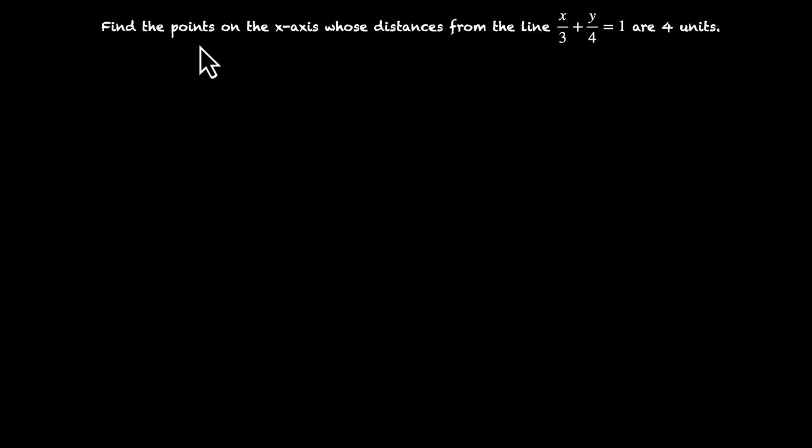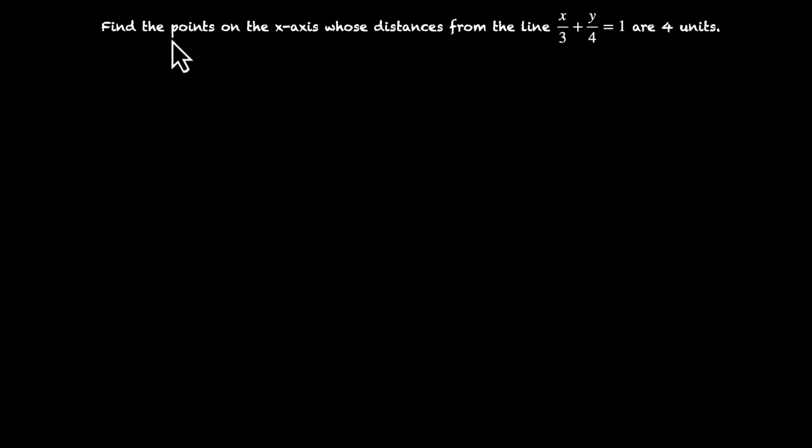Find the points, plural, which means there's going to be more than one. Find the points on the x-axis whose distances from this line are 4 units. So x by 3 plus y by 4 equals 1. This is the line, and the points that we're looking for are on the x-axis and they are 4 units away from this line. So pause the video, try visualizing the scenario and then solving it. Alright, let's do this together.